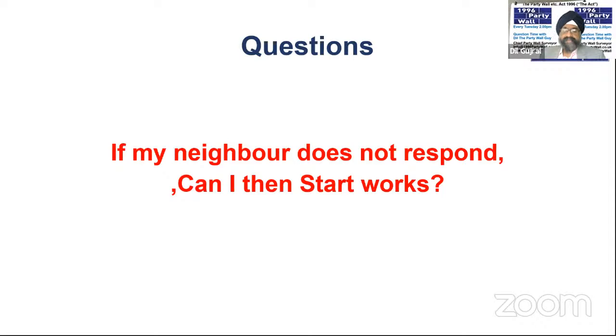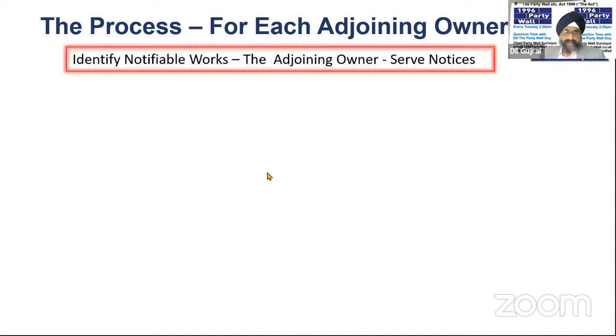And unfortunately, the answer is going to be no, and I'm going to go through why. Okay. So the process for each adjoining owner. Imagine you've got two adjoining owners. You can have multiple. We've done projects with 5, 7. I think the biggest one to date we're involved with is double digits, so you can get quite a lot of adjoining owners. Obviously more complex works than a rear extension or a loft.